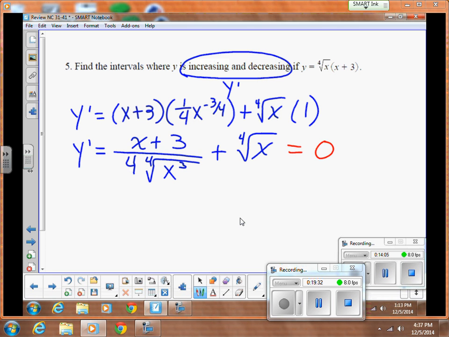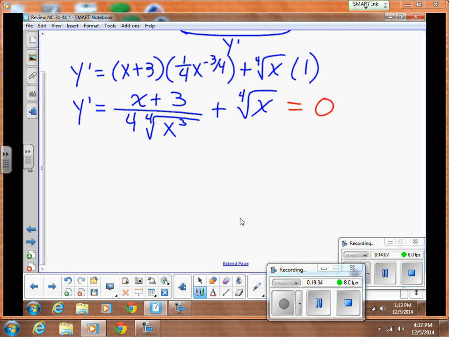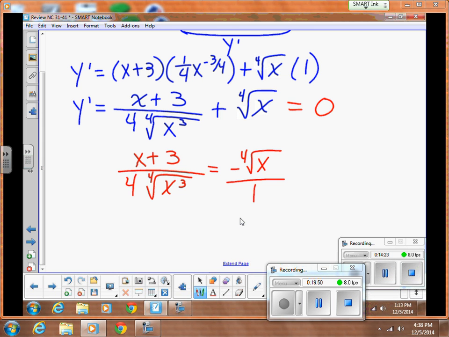Now, I know several of you are having difficulty seeing how to solve this. If you have a fraction added or subtracted to another fraction, automatically try and move one over. That way you can get a fraction equal to a fraction, which makes it so much easier to solve because all you have to do is use cross multiplication. Which is exactly what we did here. So we cross multiply, and I'm left with x plus 3.